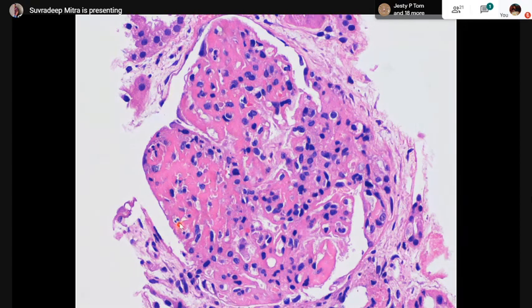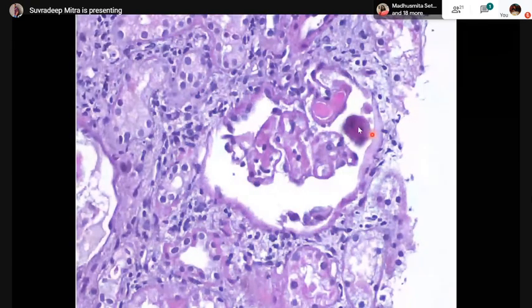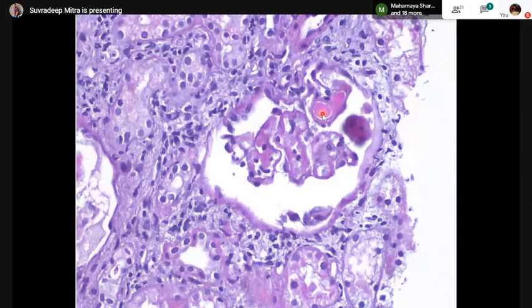And these are the nuclear debris, also known as karyorrhectic debris. Can you see the nuclear debris? Very nice here. And these are the hyaline thrombi, also the subendothelial deposit which I was discussing. In fact, when the subendothelial deposit becomes massive, it forms such kind of hyaline thrombi.